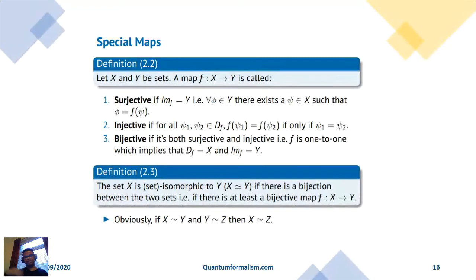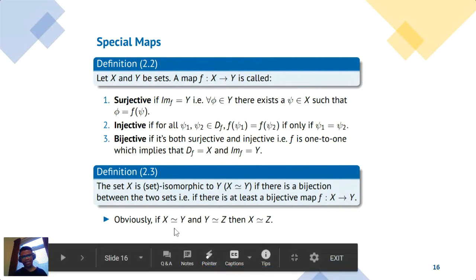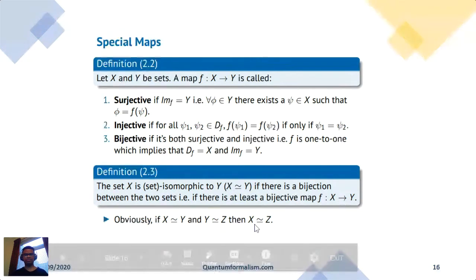This is in algebra. In topology, you have the concept of homeomorphism and so on. But don't worry about that. We will get there as we go along. For now, this is just set theoretic isomorphism. And obviously, if X is isomorphic to Y and Y is isomorphic to Z, it follows that X is also isomorphic to Z.